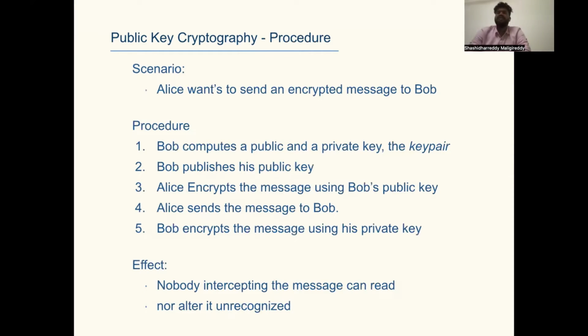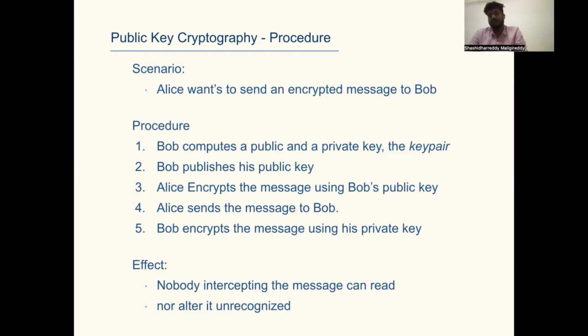Now let me explain the public key cryptographic procedure by using a scenario. Let us consider an example. Alice wants to send an encrypted message to Bob. We will discuss how the public key is helpful for sending the encrypted message to Bob. Firstly, Bob needs to compute a pair of keys, a public key and a private key. Bob publishes his public key to the sender, Alice. Now Alice encrypts the message using Bob's public key.